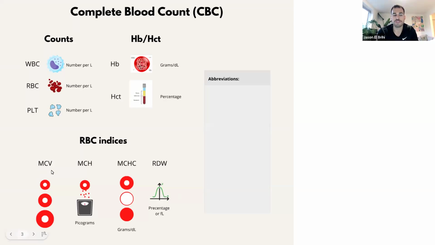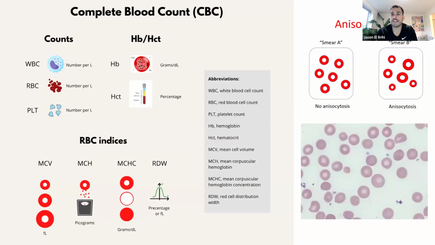There's the MCV, mean corpuscular volume, MCH, mean corpuscular hemoglobin, and MCHC, mean corpuscular hemoglobin concentration. The RDW is the red cell distribution width, and we'll go through that shortly as well. And then I was meant to ask you what the RDW is, but we're skipping that here.